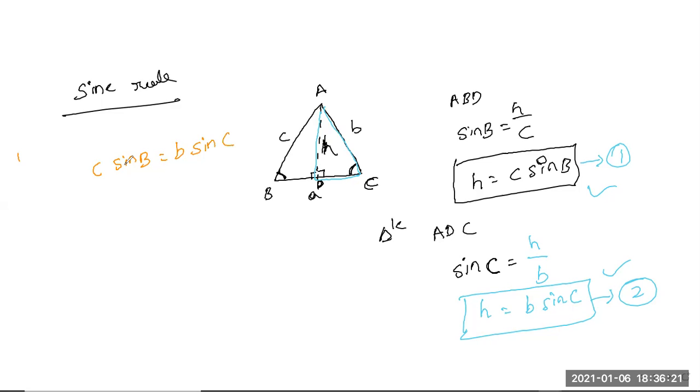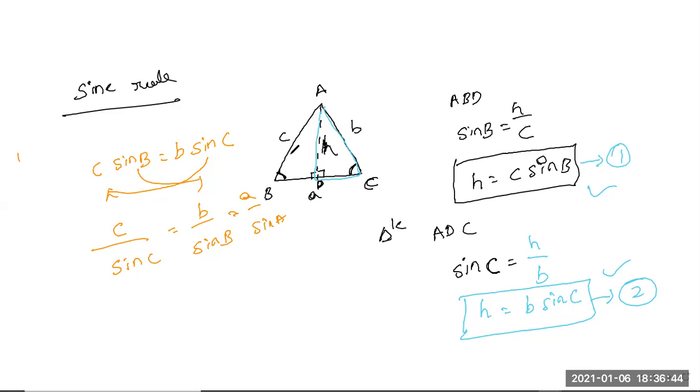Okay, or else you can write, taking sine C here and sine B here. So you can write c by sine C is equal to b by sine B, right? Similarly, you can prove b by sine B is equal to a by sine A.